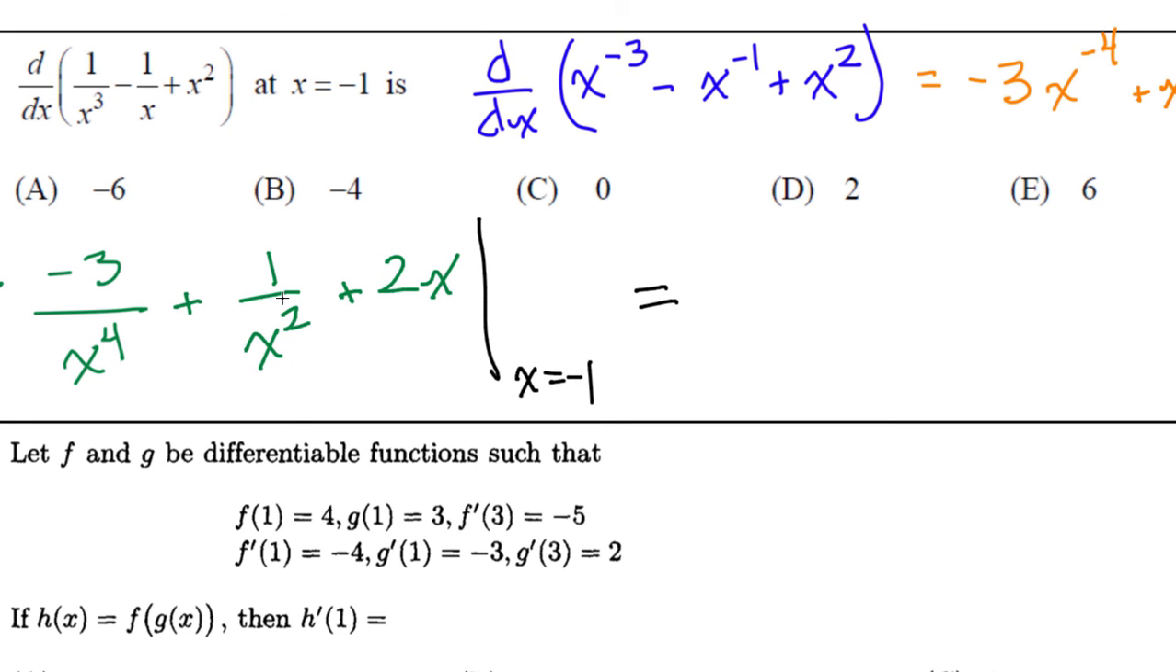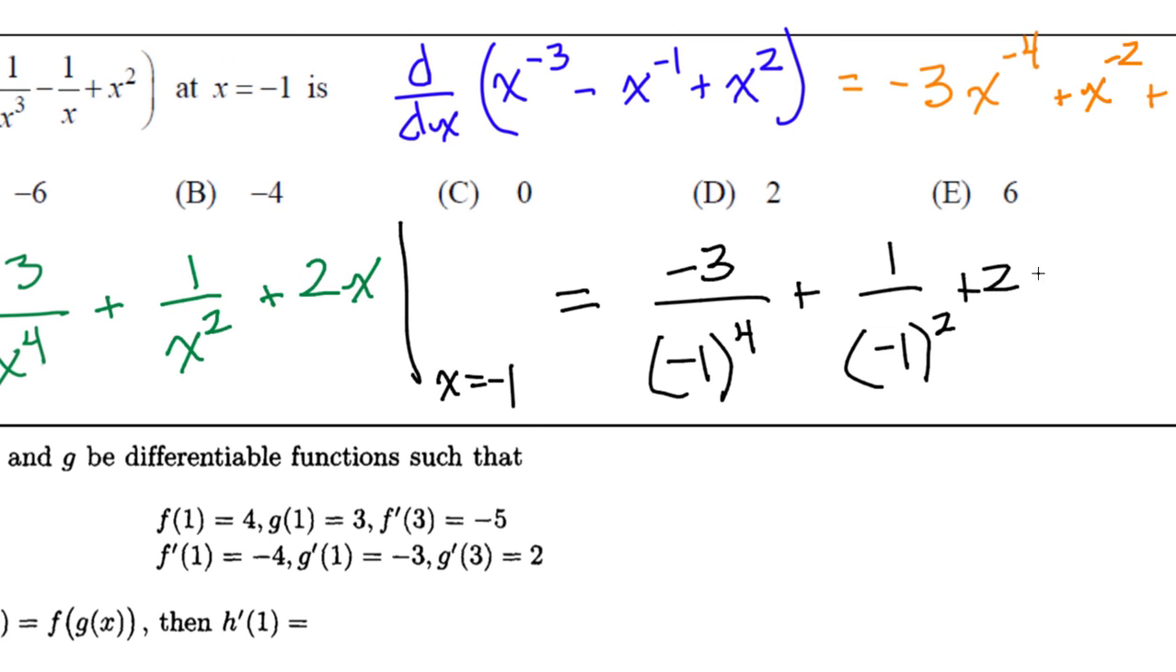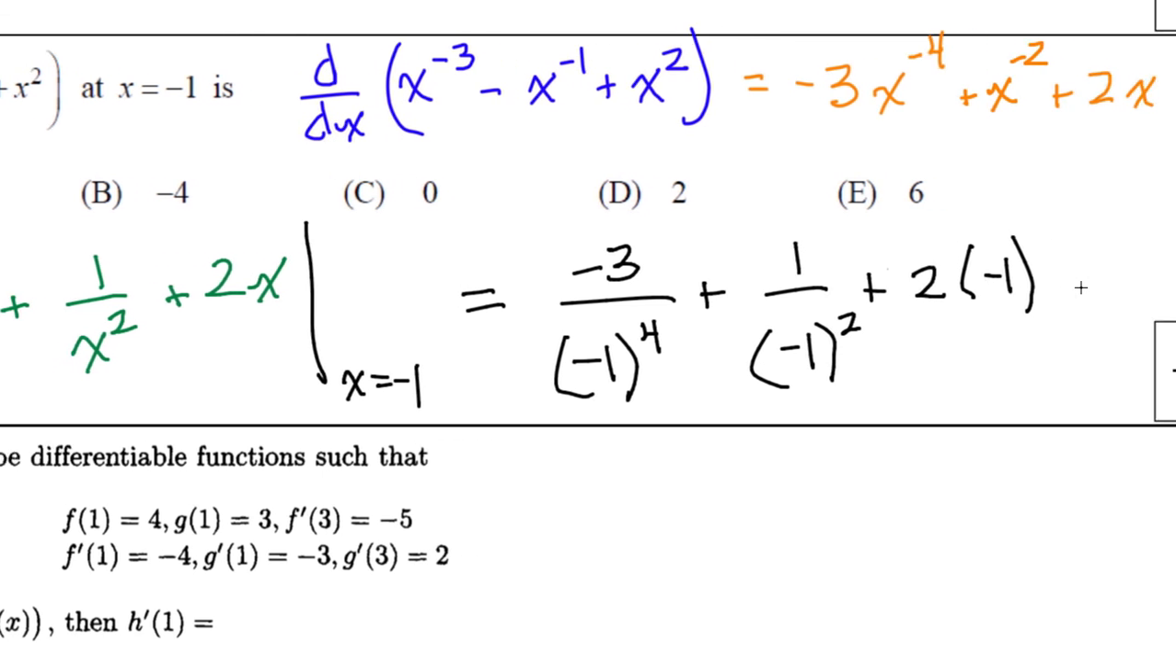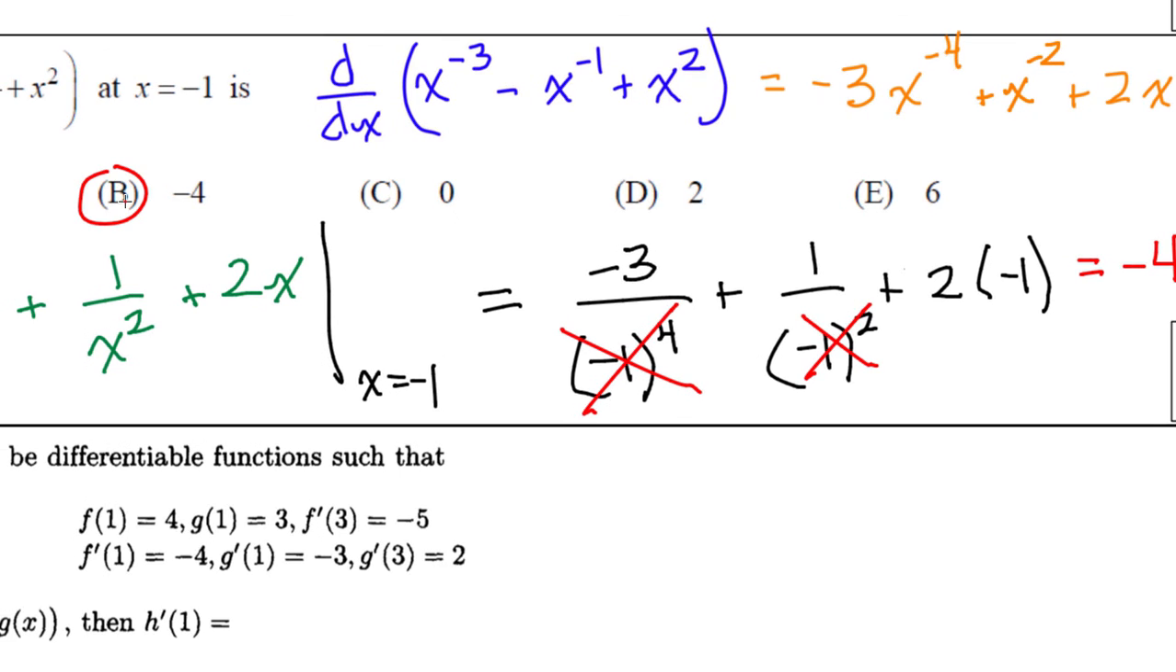So when we plug in negative 1, I get negative 3 over negative 1 quantity to the power of 4 plus 1 over negative 1 to the power of 2 plus 2 times negative 1. And then just doing a little bit more simplification, negative 1 to the power of 4 is just 1. So you can kind of ignore that. Negative 1 to the power of 2 is also 1. So my answer is going to be negative 3 plus 1 minus 2. So the answer is negative 4.